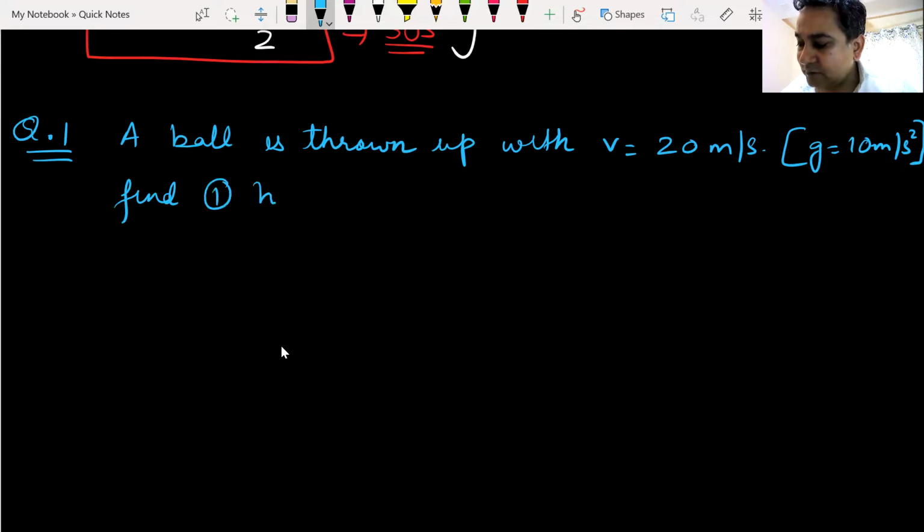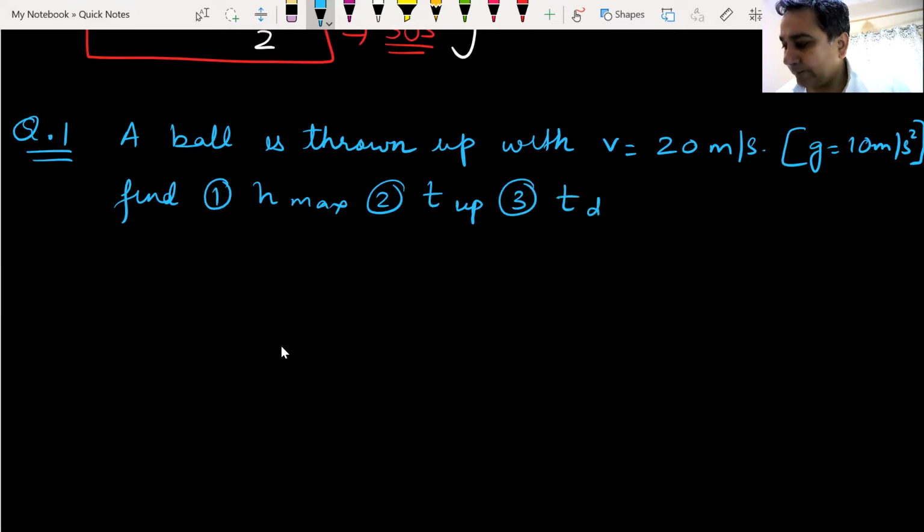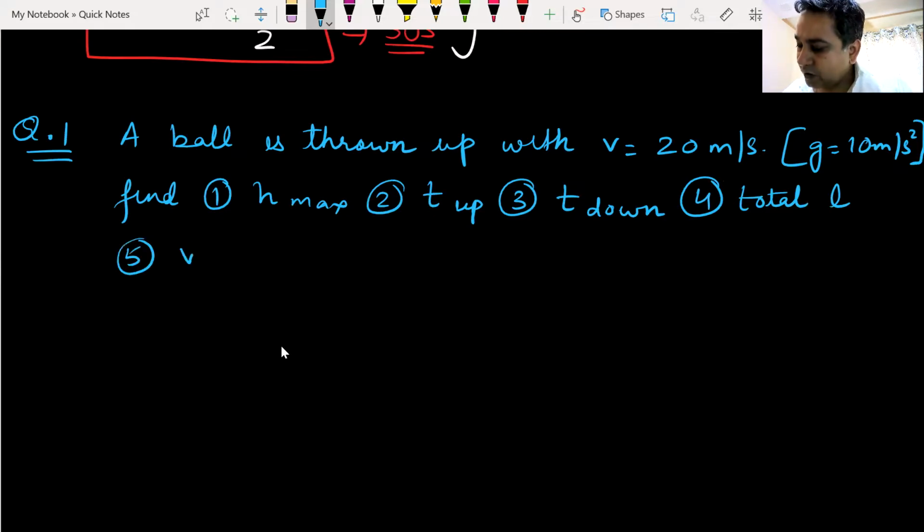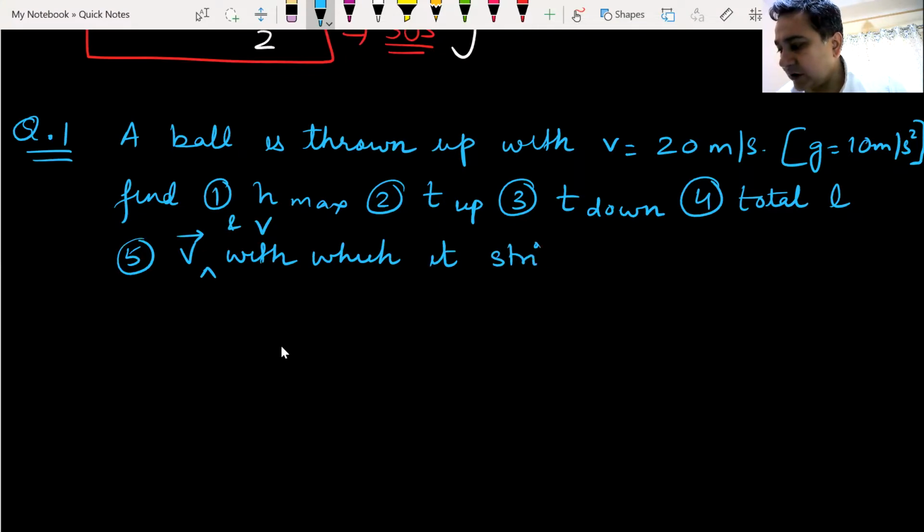Number 1, H max. Number 2, T up. Number 3, T down. Number 4, total distance, total L. Number 5, velocity and speed with which it strikes ground. So I have made almost all questions that are possible in this. The baton passes on to you.